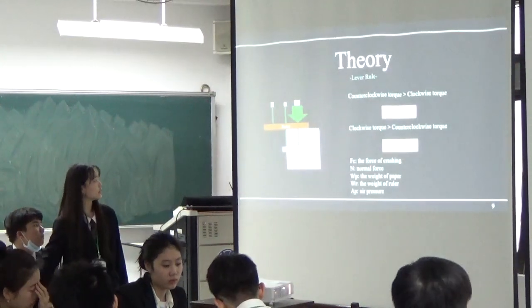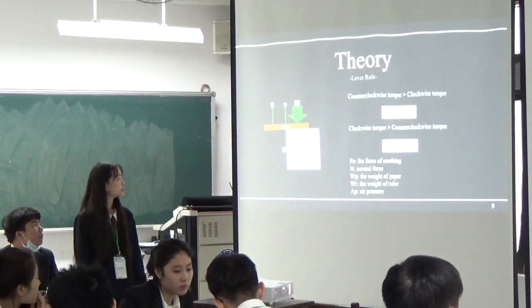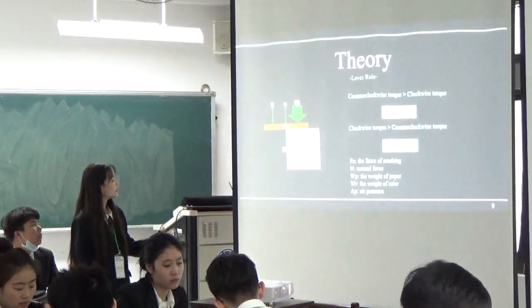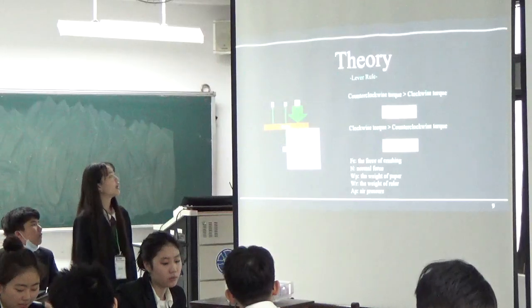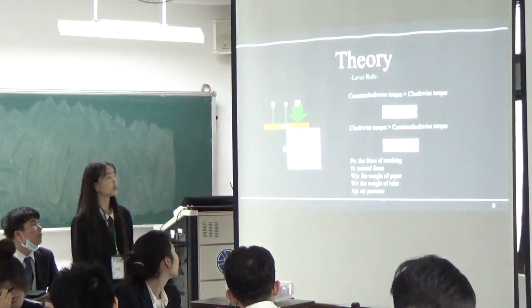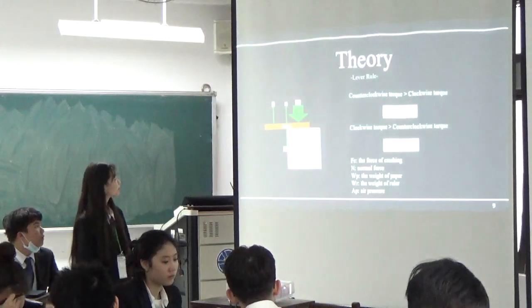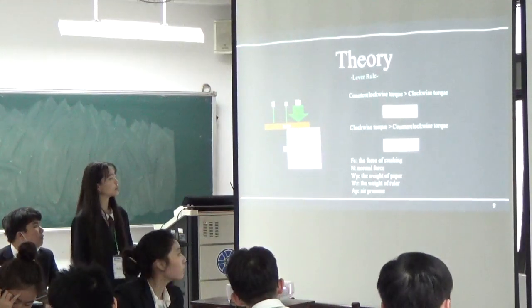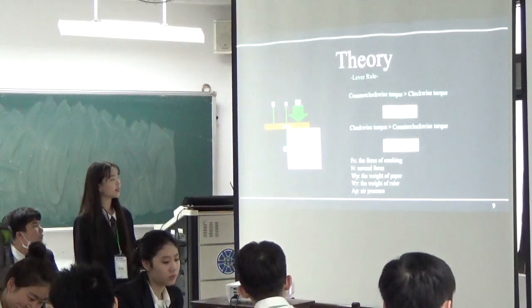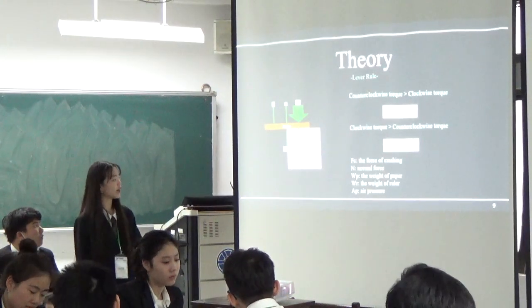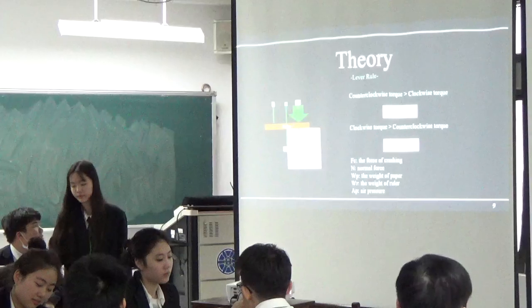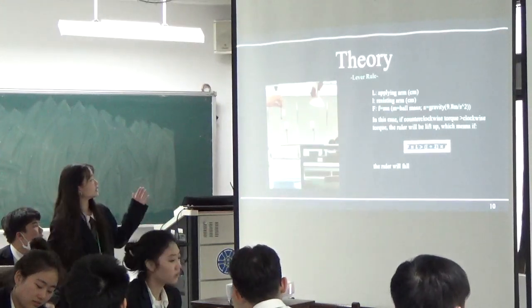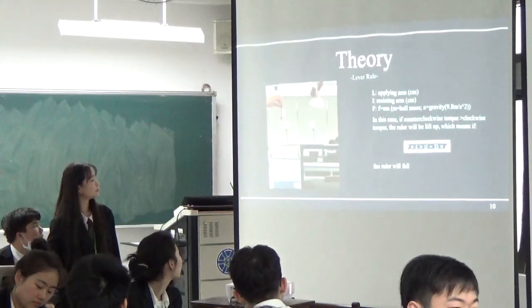And the theory is the lever rule. In this situation, when the counterclockwise torque is bigger than the clockwise torque, the ruler will fall off the table. But if the clockwise torque is bigger than the counterclockwise torque, the ruler will remain on the table. So in this situation, it's like this.